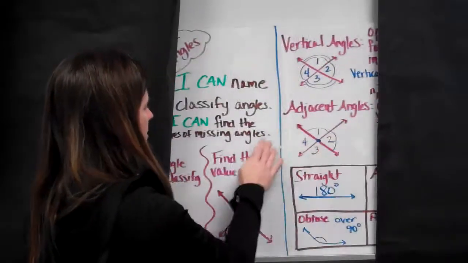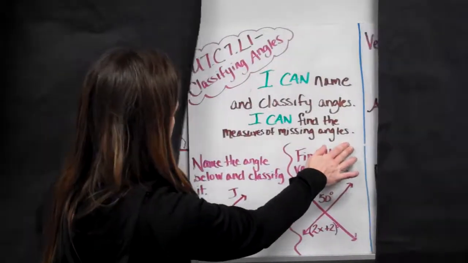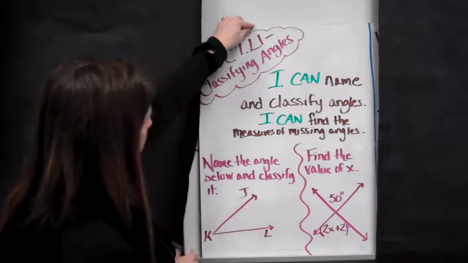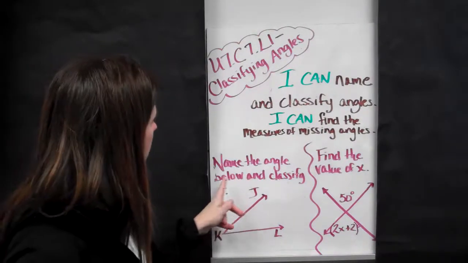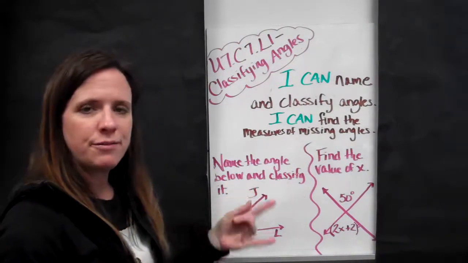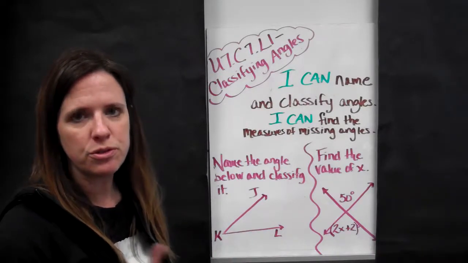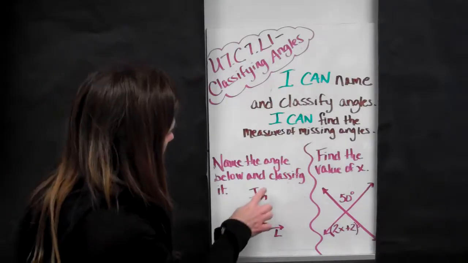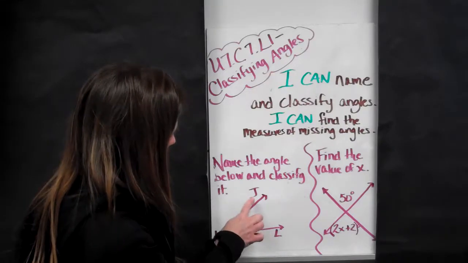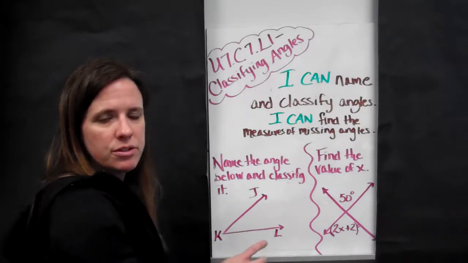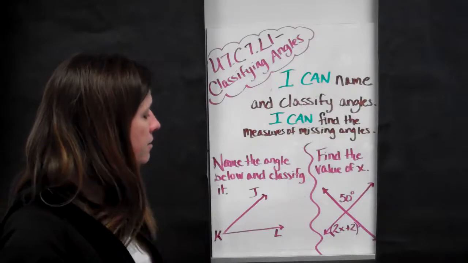We talked about classifying and naming. So now we're going to ask you to try these 2 here. We have a name the angle below and classify it. Remember, classifying is straight, obtuse, right, or acute. We have an angle drawn here with the letters J, K, and L. So name it 3 ways and classify it.